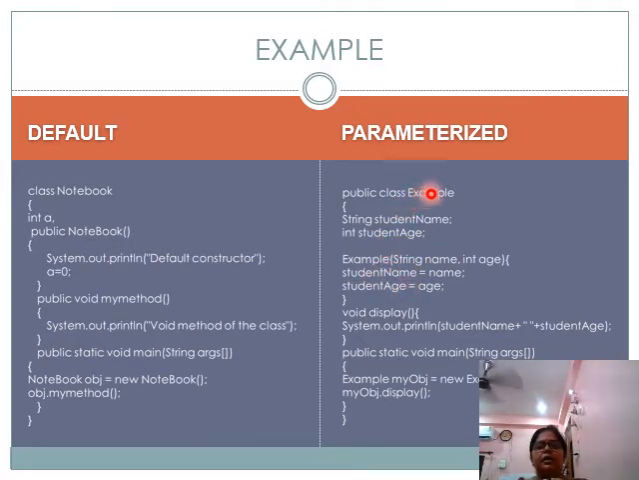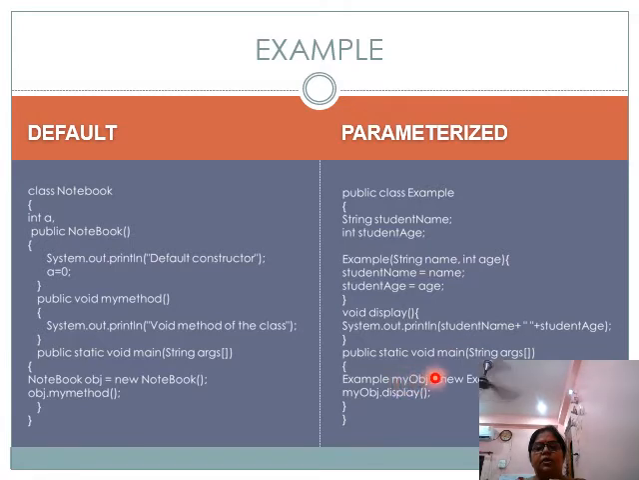Again, see here, this is your parameterized constructor. The class name and constructor name are the same, and here we have taken string name, int age. We have given the parameter list here: student name is equal to name, student age is equal to age. Here we have initialized our variables. Now we have a display function, a void display function, and we have printed the student age.